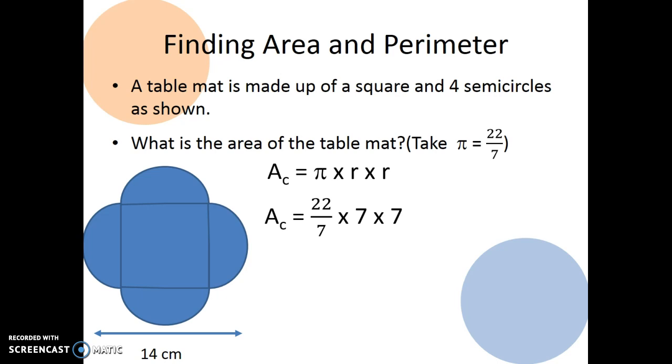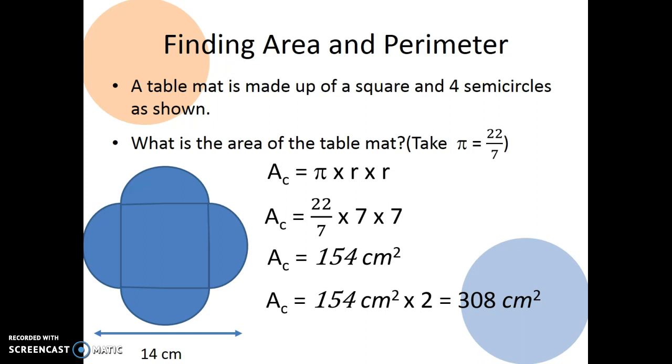So I'm going to find the area of a circle first with a radius of 7, because the diameter is 14. So I'm going to use 22 over 7 times 7 times 7. And the area of one of my circles is 154 centimeters squared. But again, we have 2 because we have 2 semicircles here. That makes one whole circle. And 2 here, that makes another whole circle. So I need to multiply that by 2, and I'm going to get 308 centimeters squared. So that's the area of my circles.